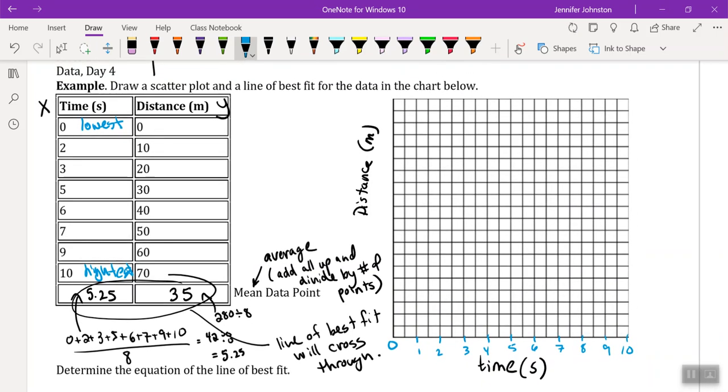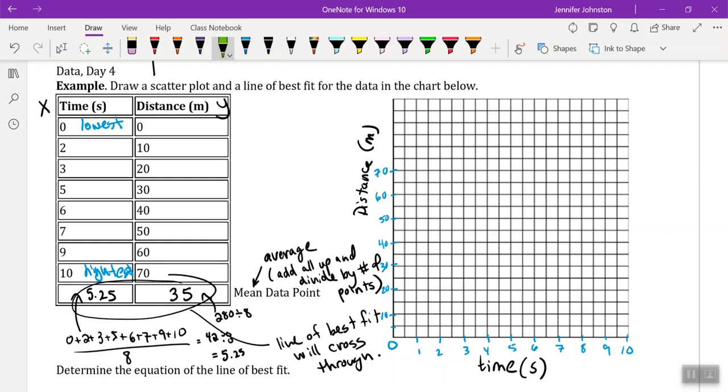So lowest is 0, highest is 70. Maybe going up by 5s. So 5, 10, 15, 20, 30, 40, 50, 60, 70. Looks good. All right, so let's go plot these points.